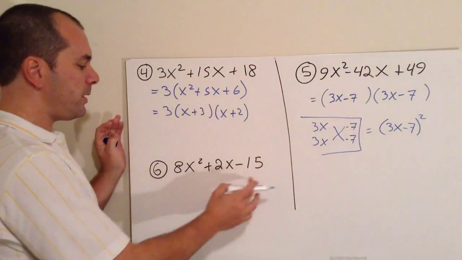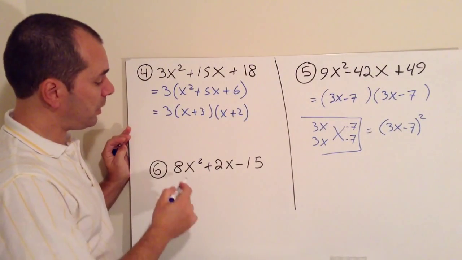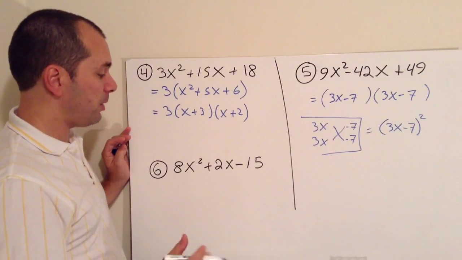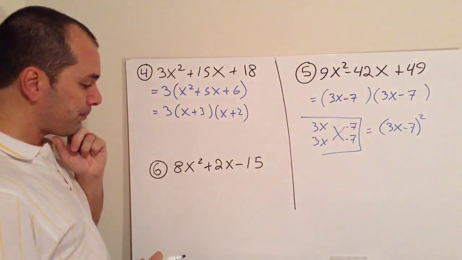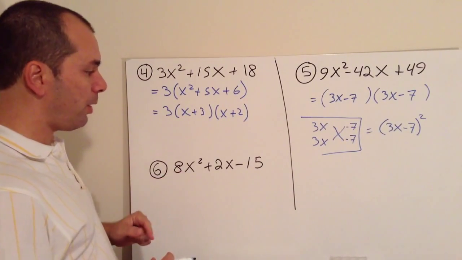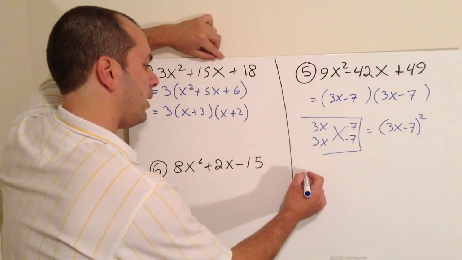And lastly, question number 6 here, I have 8x squared plus 2x minus 15. We check for a common factor one more time. 8, 2, and 15, there's no common factor, so it's a complex trinomial. Now 8x, I don't know, that could be 4x and 2x or 8x and 1x. I don't know what to try. I'm going to go here on the side. I'm going to try 8 and 1 first.